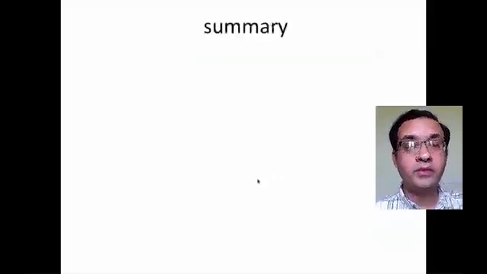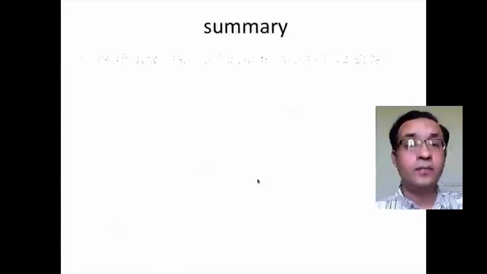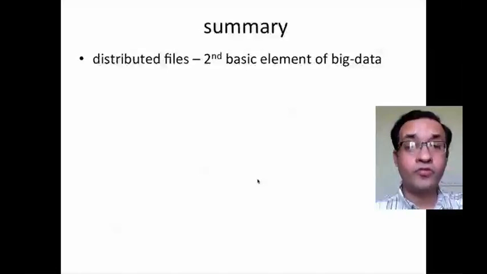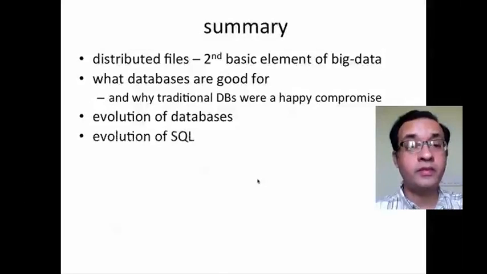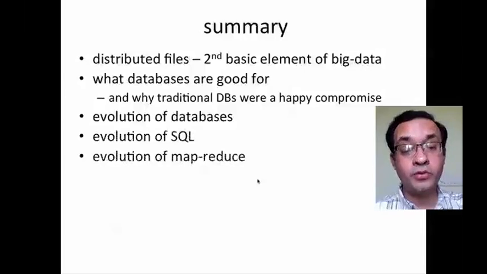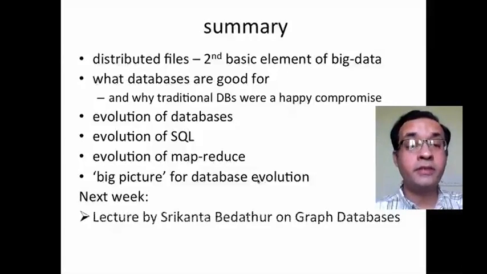Okay, so that brings us to the end of the section on load, 2 units on load. We started off talking about distributed files, which is the second basic element of big data after MapReduce. We talked about what databases are good for and why traditional databases were a happy compromise, and we covered the evolution of databases, the evolution of SQL, and the evolution of MapReduce itself. In the past few minutes, I've also tried to cover the big picture for database evolution as we see it today. And next week, we'll actually be having a guest lecture by Srikanta Bedathur of IIIT Delhi on graph databases.